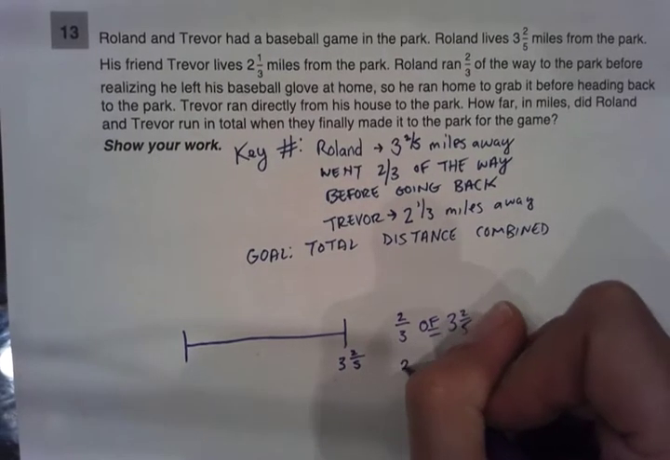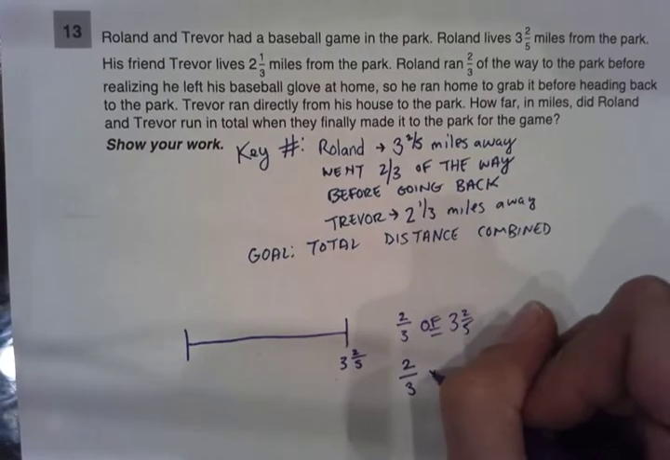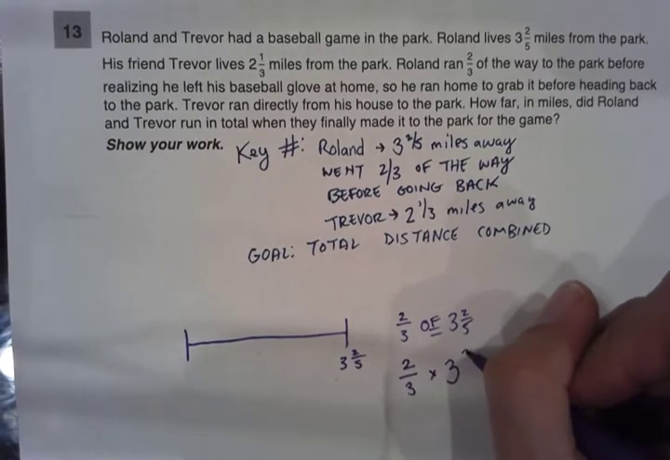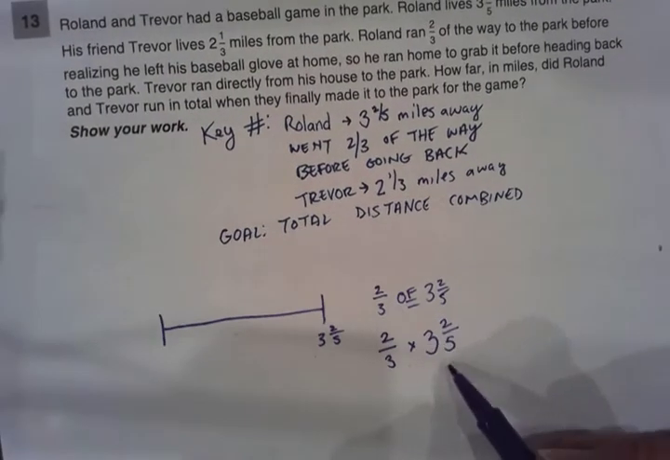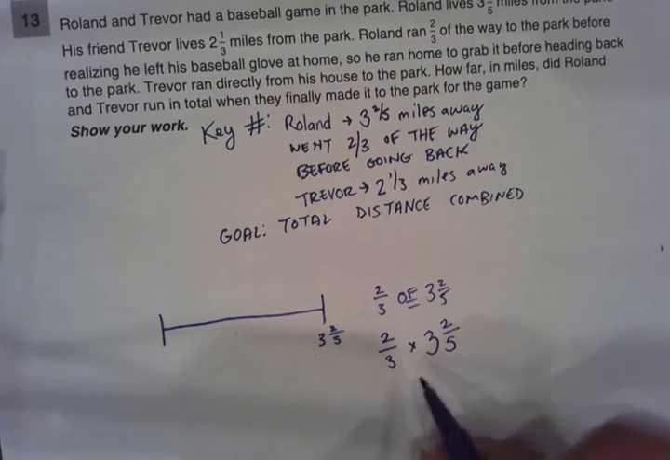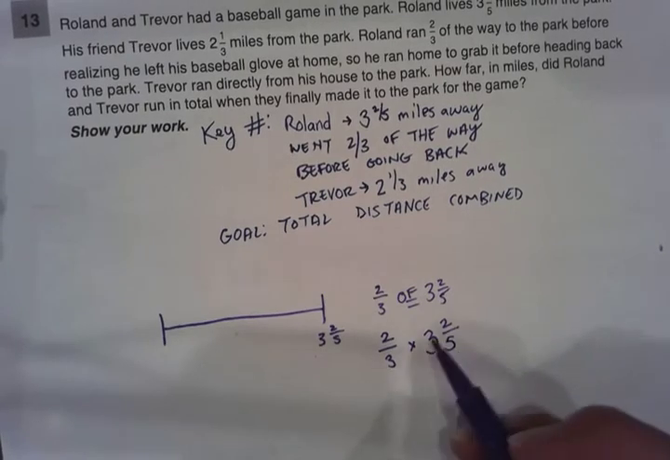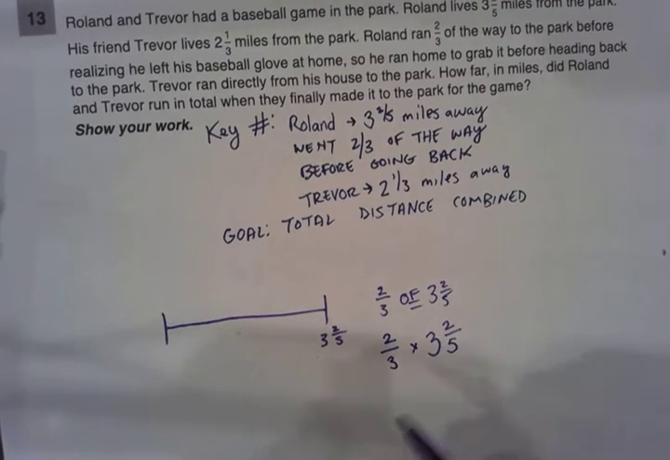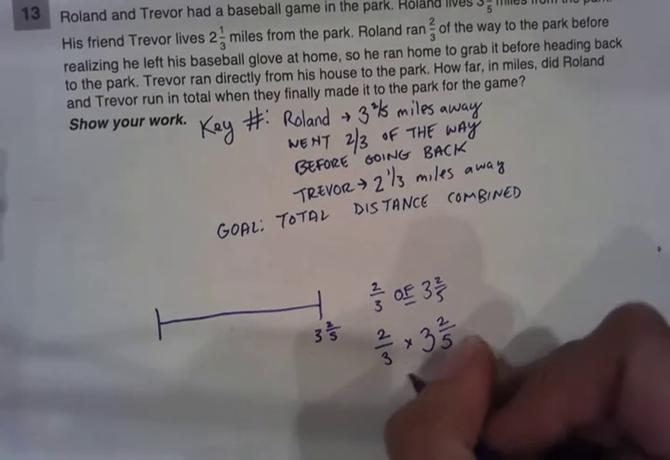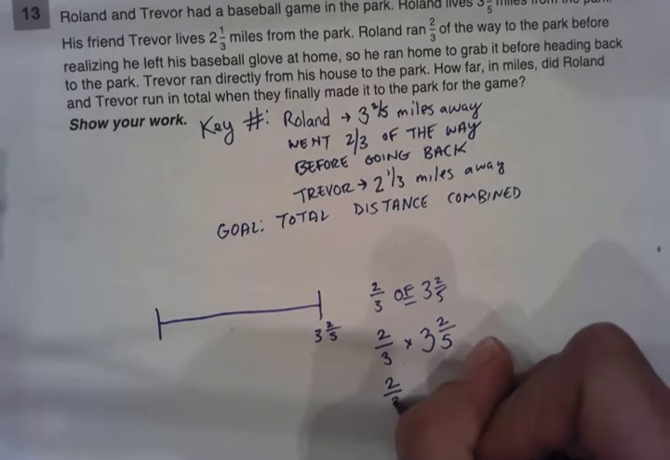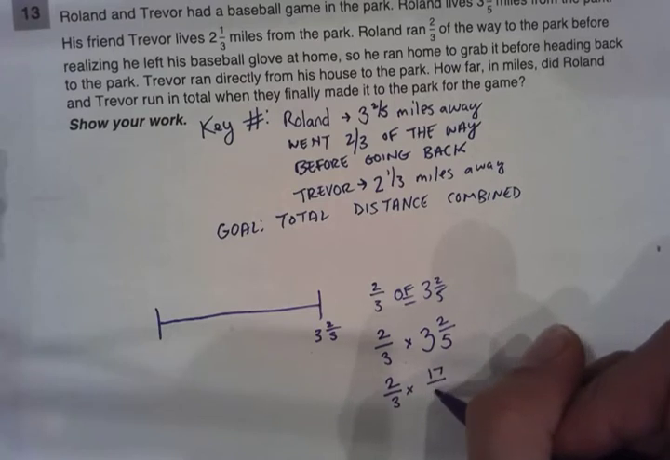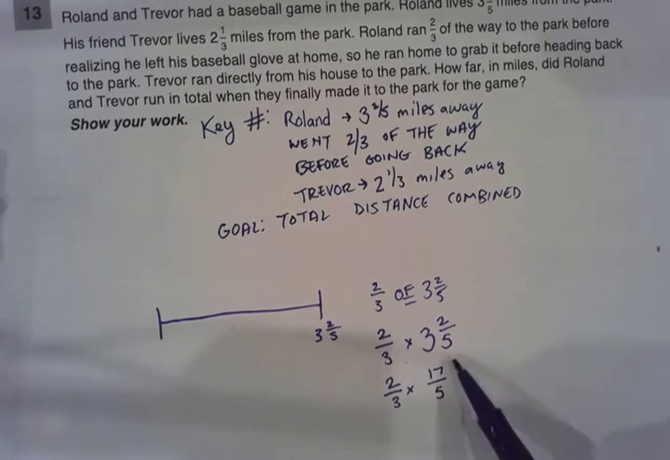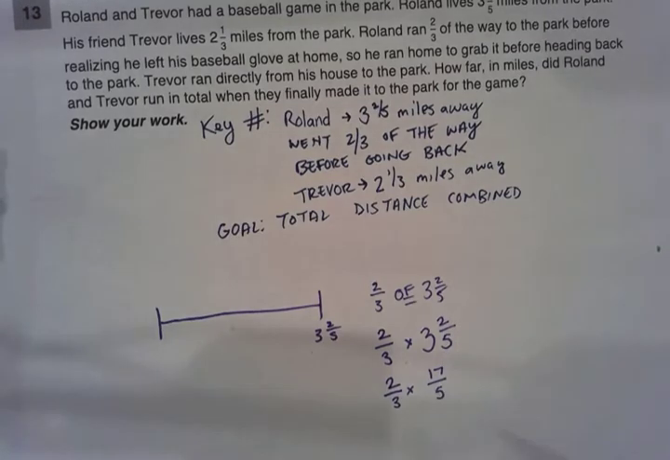So we're going to do 2/3 times 3 2/5. Now, there's two ways we could go ahead and do this. We could turn 3 2/5 into an improper fraction and then multiply. Or we could just do partial products. Do 3 times 2/3, then do 3 times 2/5, then 2/3 times 2/5. What we're going to do, we're going to turn this into an improper fraction. So 2/3 times, we're going to turn 3 2/5 into 17/5. Because 3 times 5 is 15, then plus 2, that's going to get you 17.